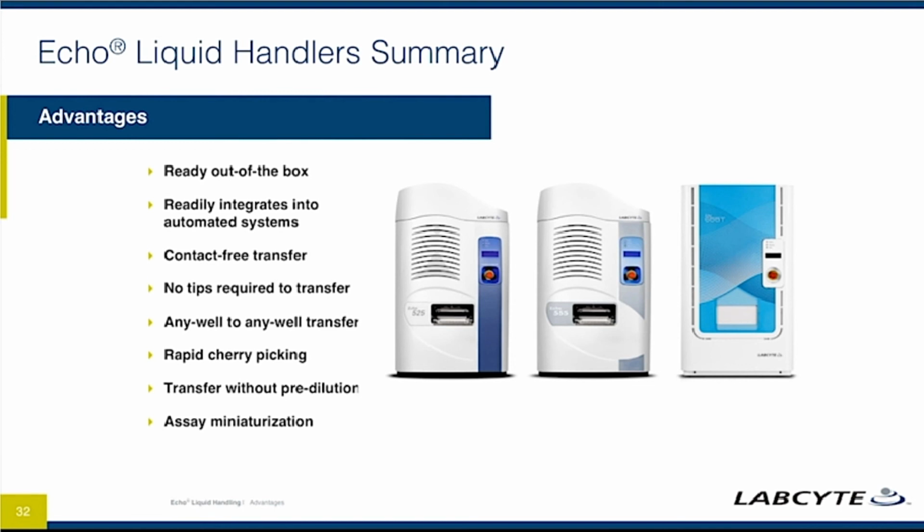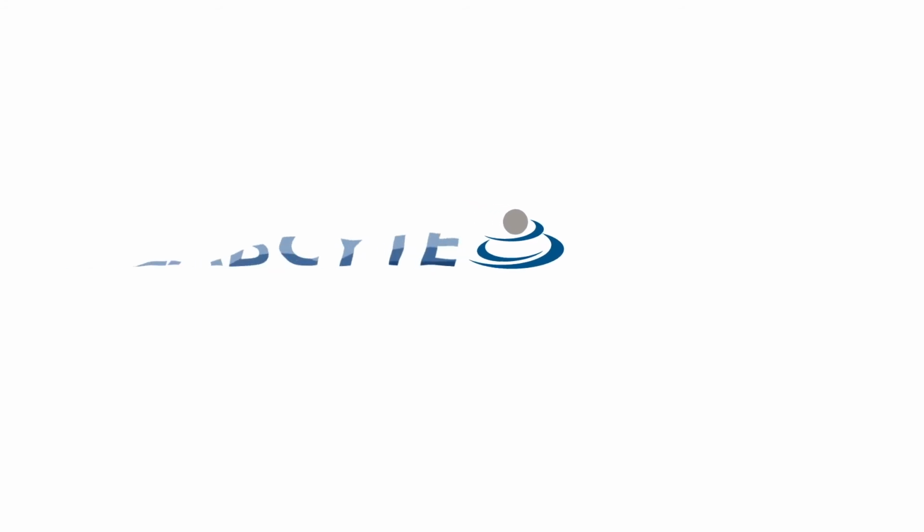It's highly flexible, so we have the ability to transfer from any well in the source plate to any well in the destination plate. And that enables rapid cherry picking types of applications to be performed. And it also allows steps potentially to be eliminated from your workflows. Because of the very low volumes that the Echo liquid handler is capable of working with, in many instances, pre-dilutions become unnecessary. And lastly, hopefully I convinced you that the Echo liquid handler has the potential to really help with assay miniaturization within the workflows that you're using.